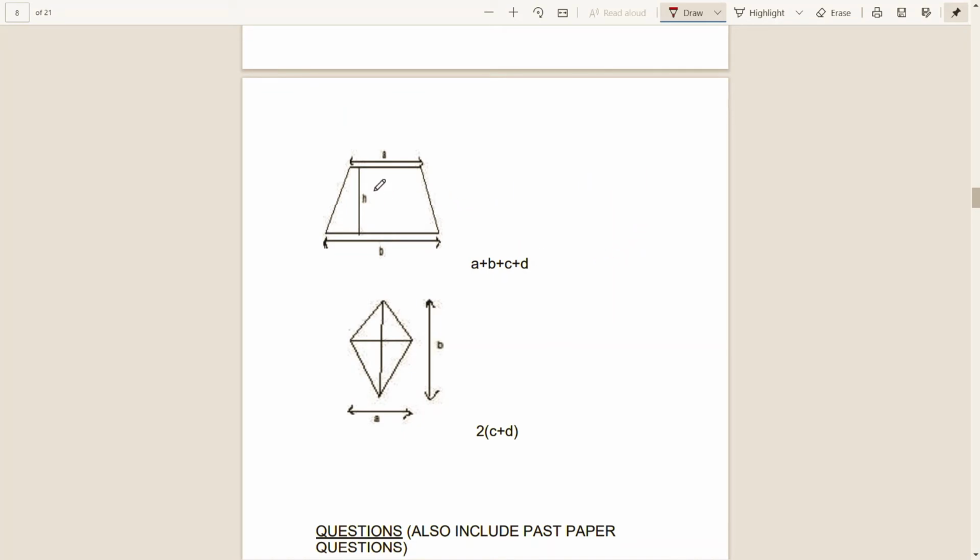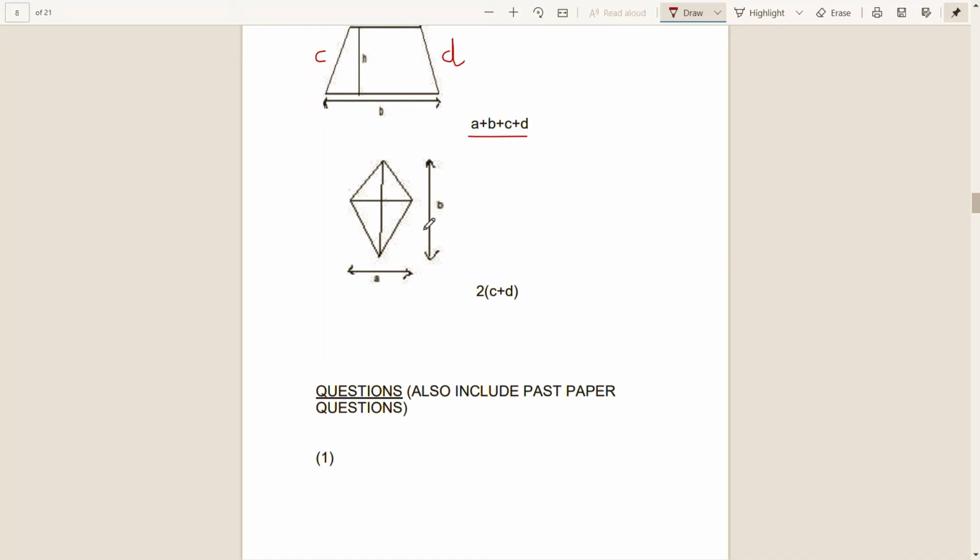Next is trapezium. For example, we have this length A, which is parallel to this length B. Let's say we take this C, we take this D. Then the outside is this plus this plus this plus this. A plus D plus B plus C is the perimeter.